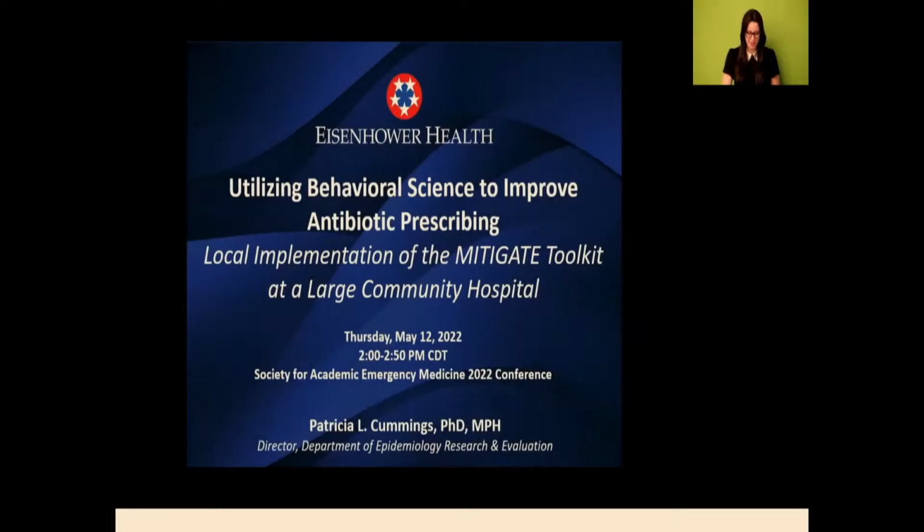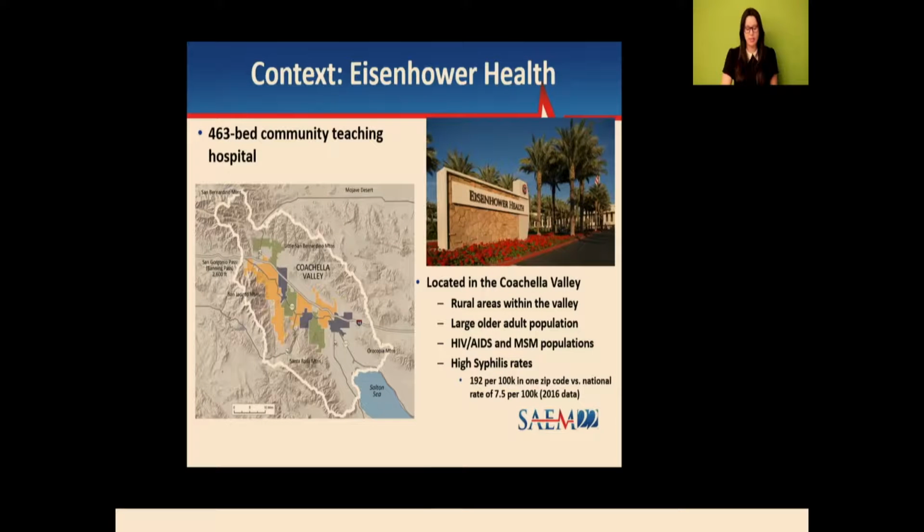Patricia Cummings, and I'm going to talk about utilizing behavioral science to improve antibiotic prescribing, specifically how we implemented Mitigate in a large rural community hospital in Southern California. First, to give context, we are a 463-bed community teaching hospital with a number of residency and fellowship programs. We are located in Southern California in an area known as the Coachella Valley, which includes Palm Springs.